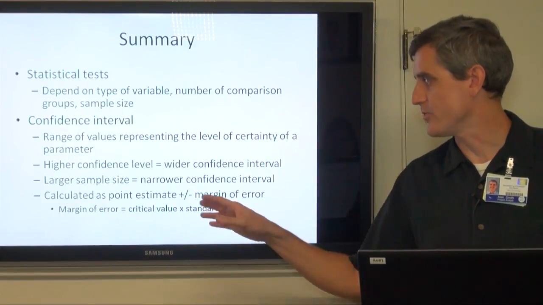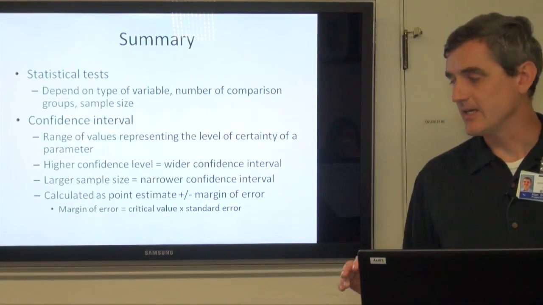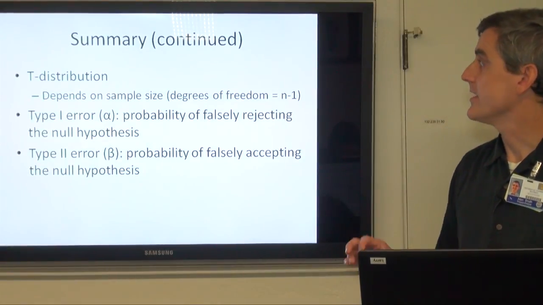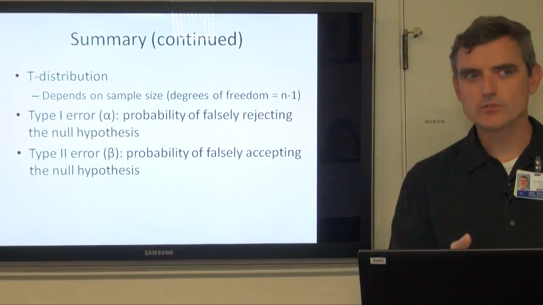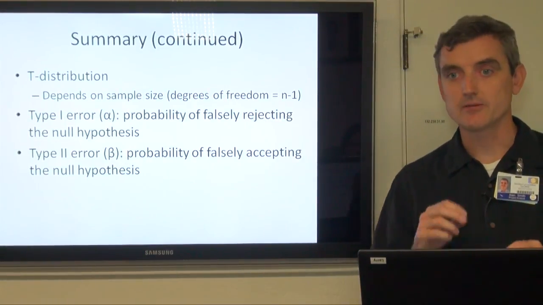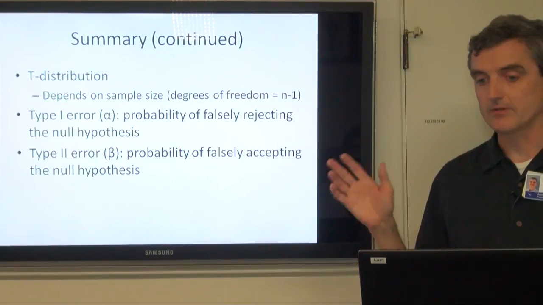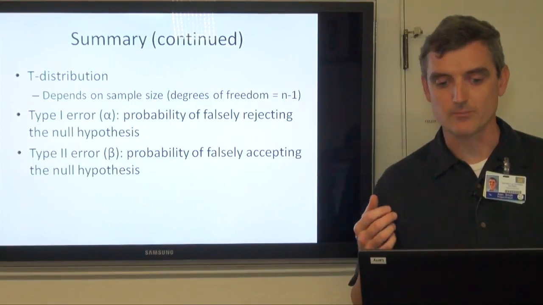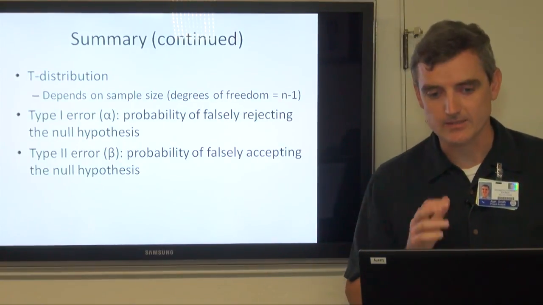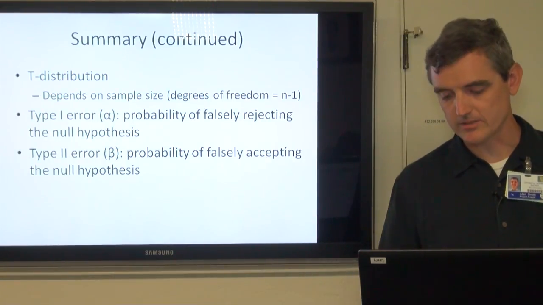And that's calculated just as a point estimate plus or minus some margin of error, which is some critical value, that z-value, times the standard error. Most of what we did looked at that z distribution because we have a pretty good large sample size, but a lot of times for continuous outcomes you're going to use the t distribution with the degrees of freedom calculated as n minus 1. Type 1 error, also known as alpha, is just the probability of falsely rejecting the null hypothesis. Type 2 error is also known as beta, probability of falsely accepting the null hypothesis.